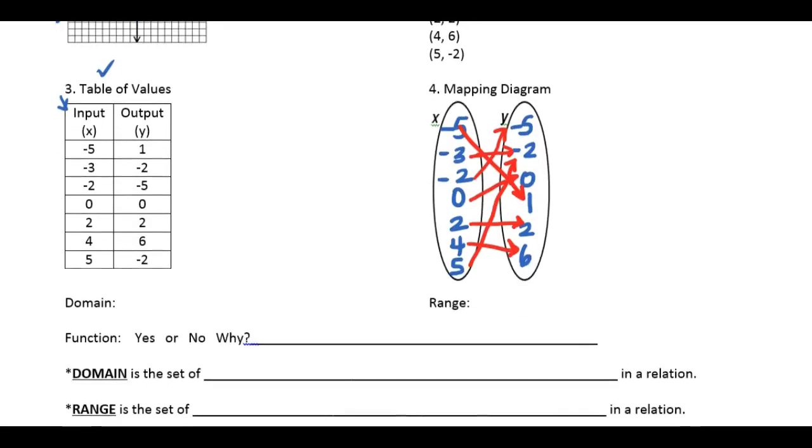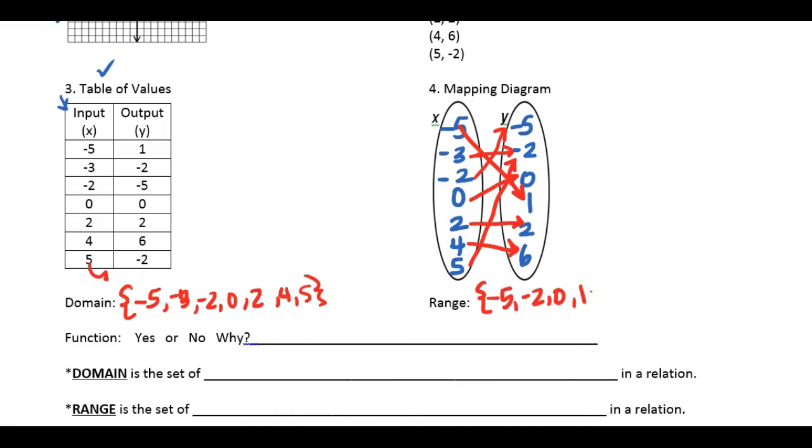Now, domain and range. So the domain of my function here is, we always use the curly brackets, the X values, okay? So the domain is, and you put them in order least to greatest again, negative 5, negative 3, negative 2, 0, 2, 4, 5. Range, brackets again, least to greatest, so it's going to go negative 5, negative 2, 0, 1, 2, 6.